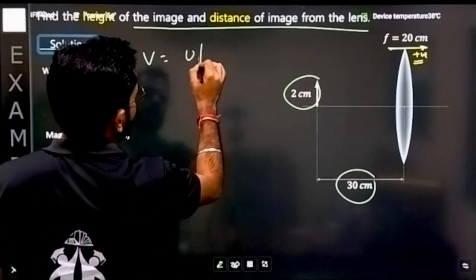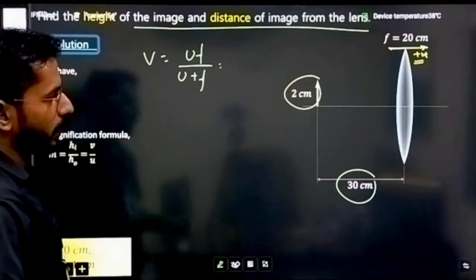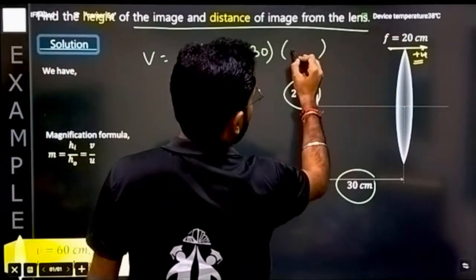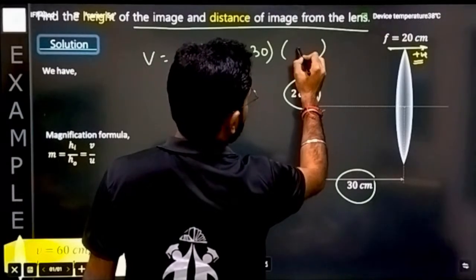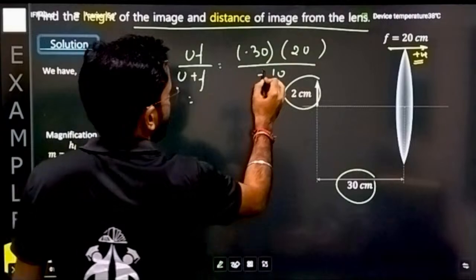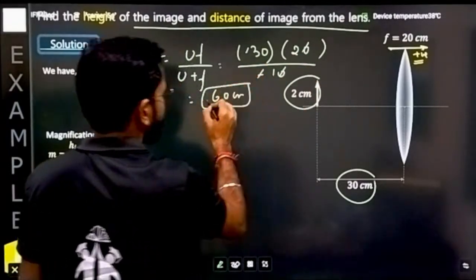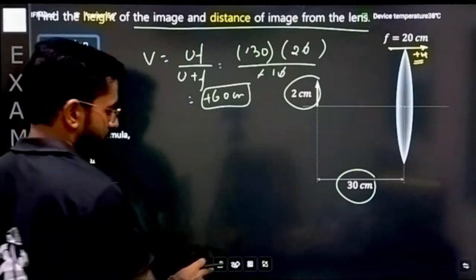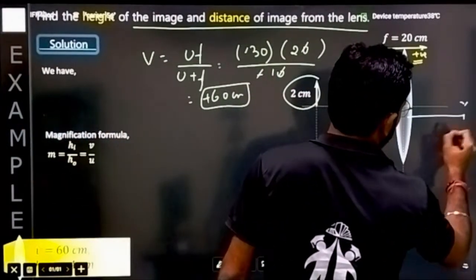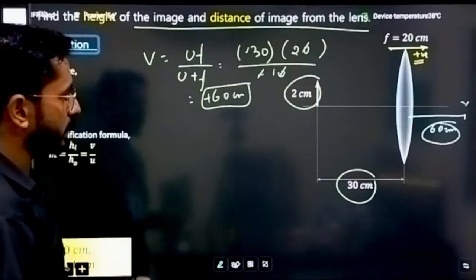How will we calculate v? v is equal to uf divided by u plus f. Simply, can I write it? Now tell me, u, how much will you write? Minus 30. The focal length will be positive because it is a convex lens, so 20. Divided by, here it becomes how much? Minus 10. Now this simply gets cancelled. Here it becomes 60 centimeter. The position of the image is plus 60 centimeter. That means the image, now locate the image, that is the second step. The image is forming on the other side at a distance of 60 centimeter.